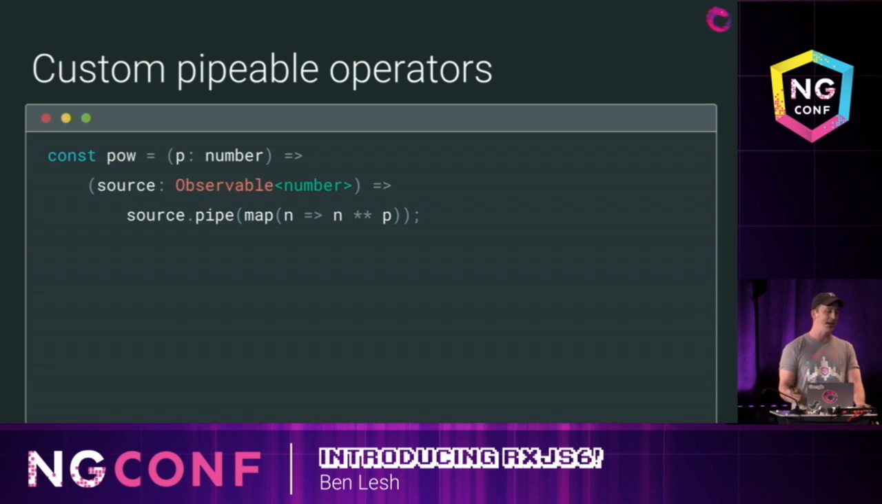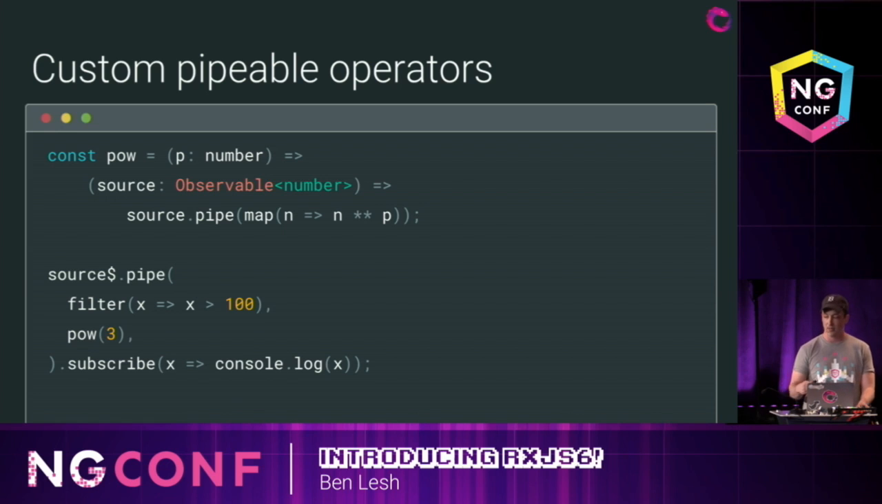So here's what a custom pipeable operator looks like. Here I've got a POW operator, and I'm going to show how that is actually used here in a second. But basically, you just create a higher order function that returns a function that takes an Observable and returns an Observable. And this is the shape of all pipeable operators. And you can use them with any other pipeable operator, including filter here that comes from RxJS. We're using our POW operator there. And POW is just multiplying a number by itself some number of times.